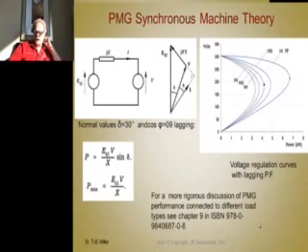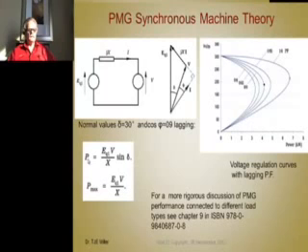Voltage regulation curves with lagging power factor would look something like this, and here's the power equation, the max and the rated power equation. For a more rigorous discussion of PM performance connected with different load types, see Chapter 9 in our book there.